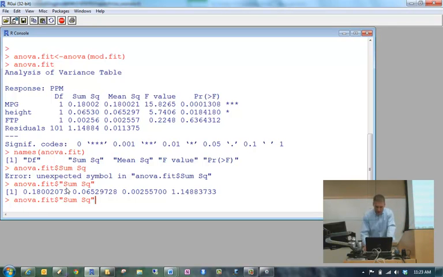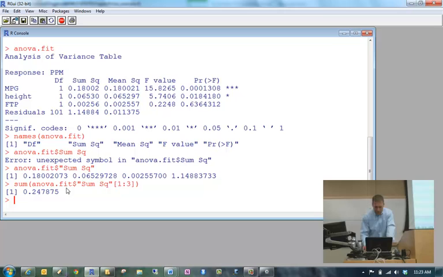So if I wanted to sum up the first three sums of squares that are listed there, I just do my bracket 1:3 to get the first three, and then use the sum function, and there's my SSR.